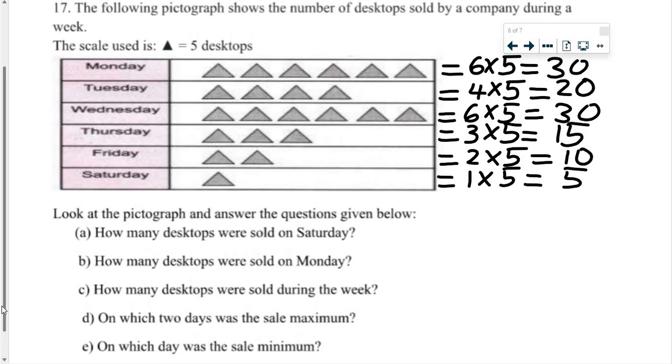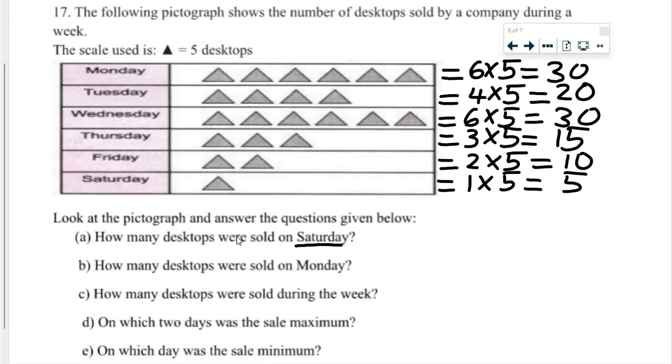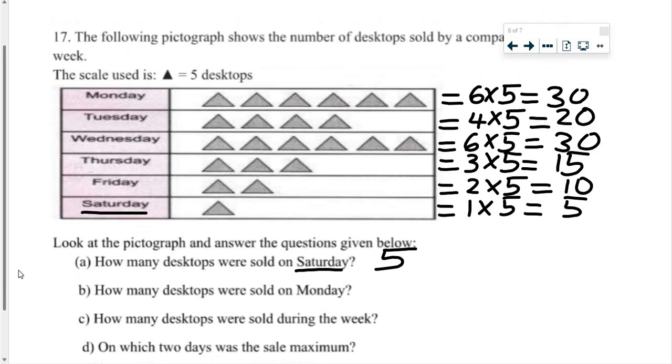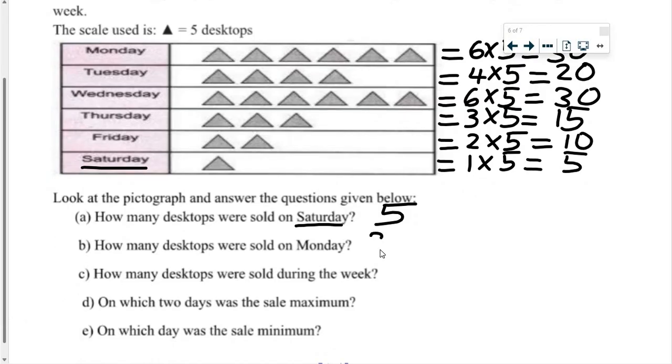How many desktops were sold on Saturday? So on Saturday, we have how many desktops? So you're going to write 5. How many desktops were sold on Monday? So on Saturday was 5, and on Monday it was 30. So you write here 30.